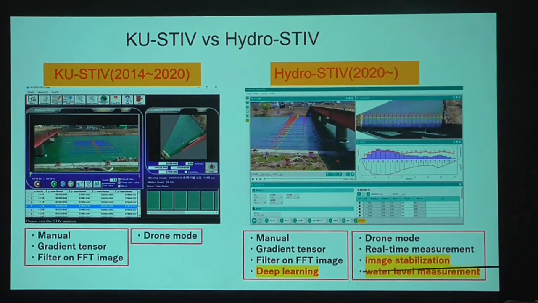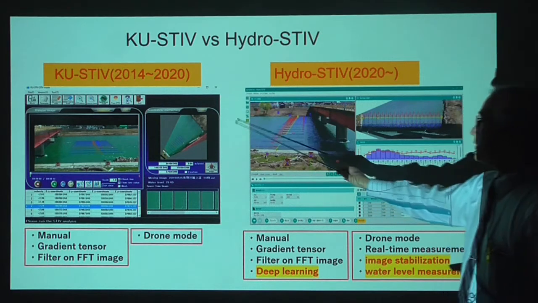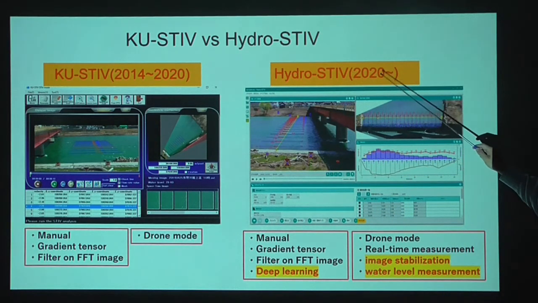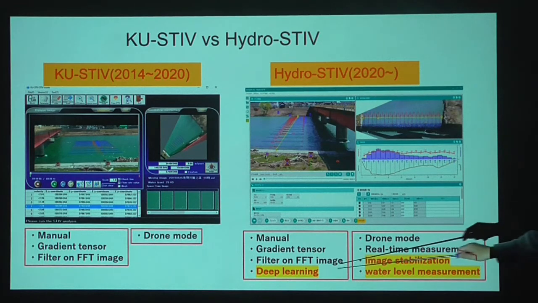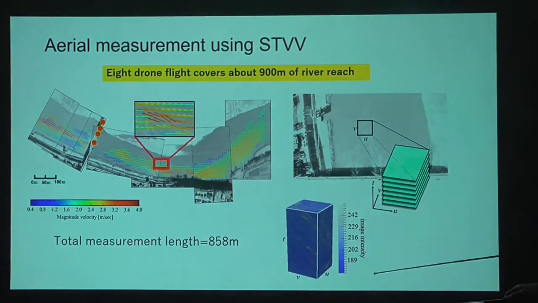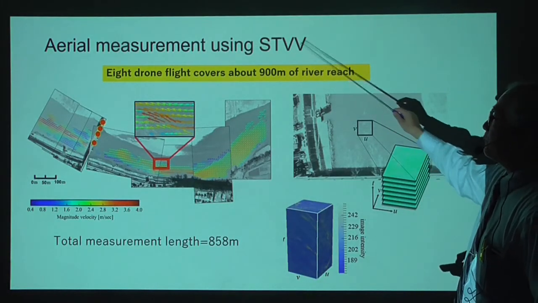And this is a comparison of the KU-STIV and the Hydro-STIV. This is the old version. And after that, starting from just last year, we have moved to the Hydro-STIV. And from this, we have deep learning mode, and drone mode, and real-time measurement mode. And image stabilization mode can also be available, and water level measurement can also be done within the framework of Hydro-STIV.